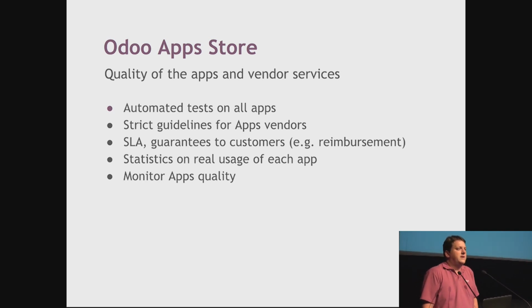Monitoring the app's quality so that you can get statistics about things, and that's one of the advantages of Odoo SH, is that as we will host a lot of customers, we will be able to tell you what modules are really used in production and what modules are not used in production. Of course, we'll always ensure the privacy of the data of the customer. So just aggregated statistics.